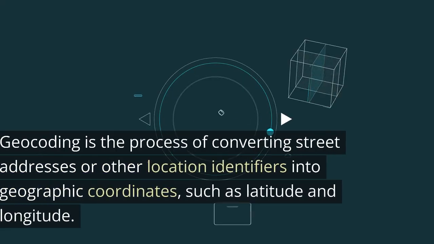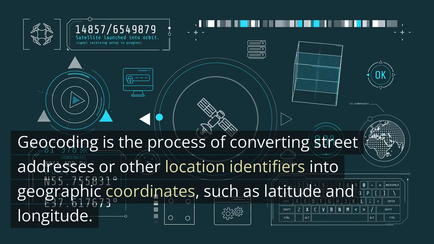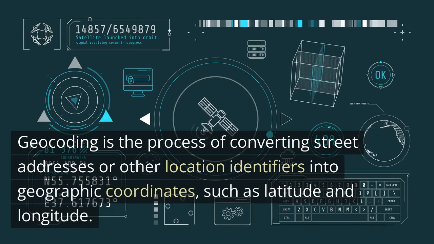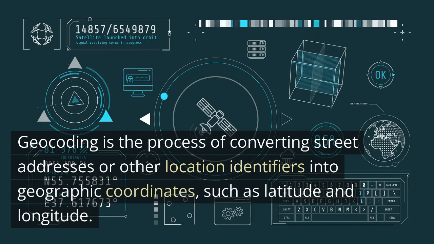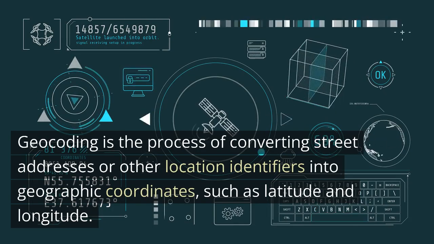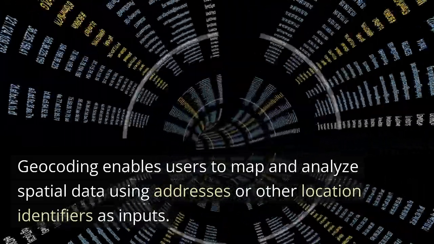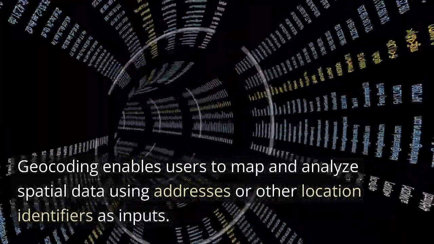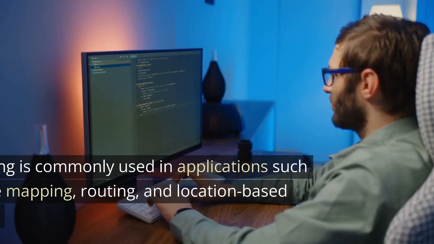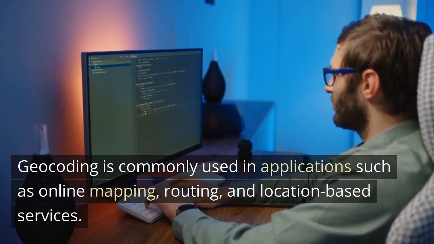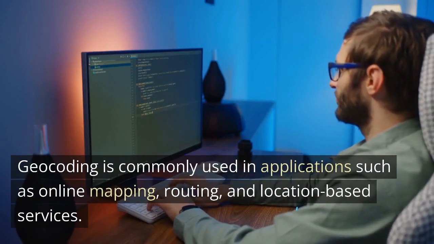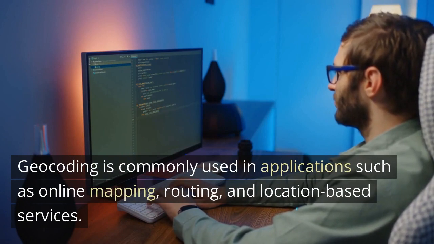Geocoding. Geocoding is the process of converting street addresses or other location identifiers into geographic coordinates, such as latitude and longitude. Geocoding enables users to map and analyze spatial data using addresses or other location identifiers as inputs. Geocoding is commonly used in applications such as online mapping, routing, and location-based services.